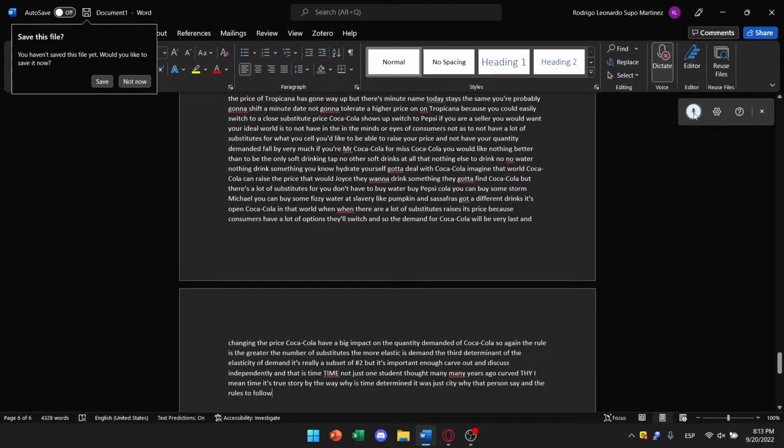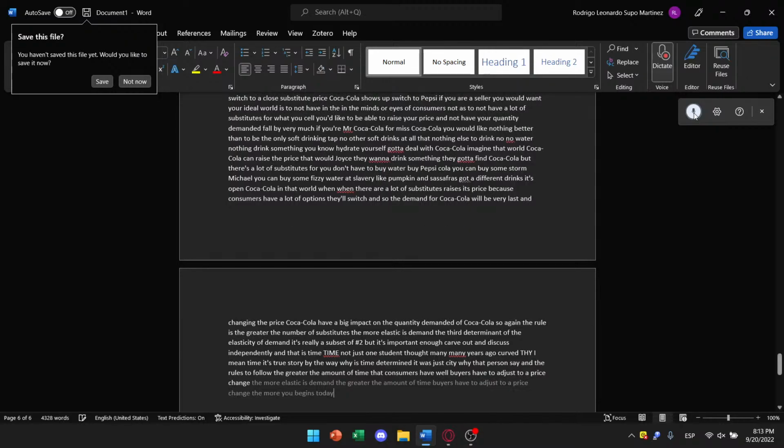The greater the amount of time that consumers or buyers have to adjust to a price change, the more elastic is demand. So over time, if price changes and stays changed, demand for some good, from your perspective, a downward slope, is going to become more horizontal.